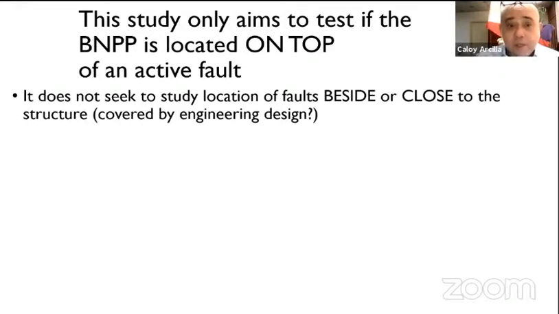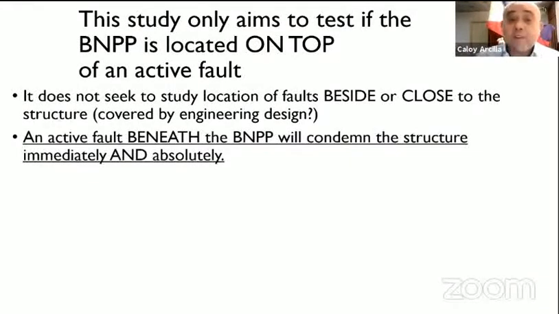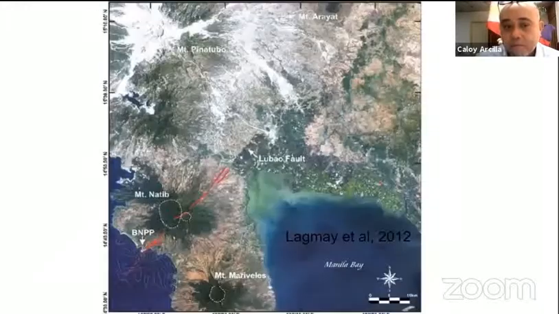It does not seek to study the location of faults beside or close to the structure because this can be covered by the engineering design. But if there's a fault beneath the BNPP, this will condemn the structure immediately and absolutely because faults are very, very deep and the plant cannot be proven as safe. I would not sign in if there's a fault beneath the BNPP. And PNRI, we are the regulators for nuclear power.